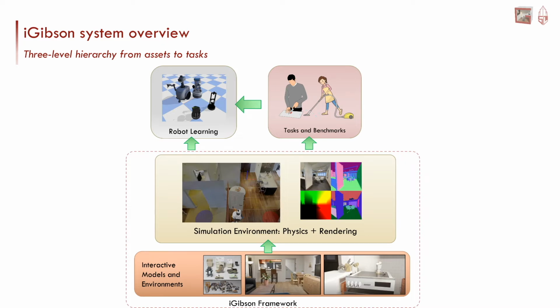iGibson is a big system with a 3-level hierarchy from assets to tasks. On the very bottom level, it is composed of different assets: different 3D reconstructions of the environments, annotation on these environments to make them interactable, as well as the CAD models we provide in these environments. On the middle level, it's a simulation engine, which includes the physics engine to simulate the interactions, and also a rendering engine that can render different modalities of visuals. On the top level are the task definitions and benchmarks.